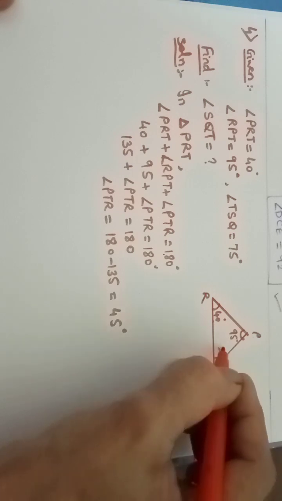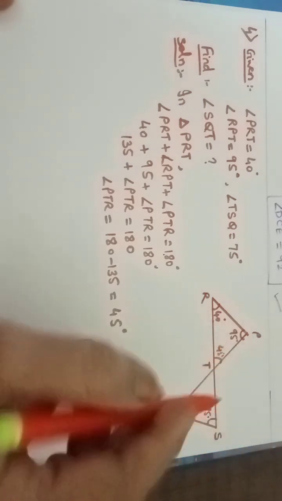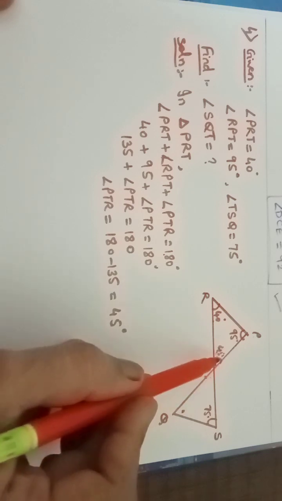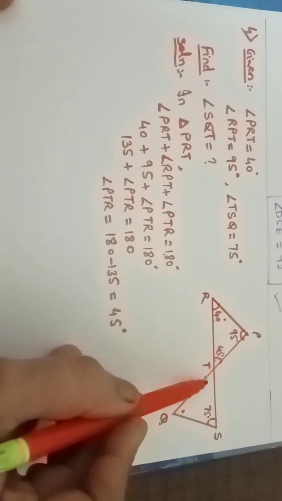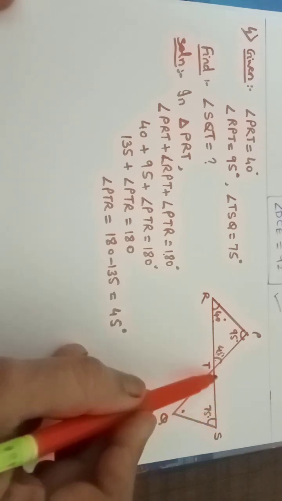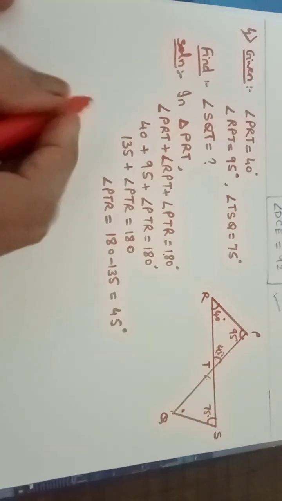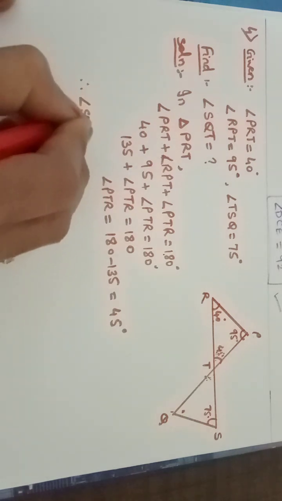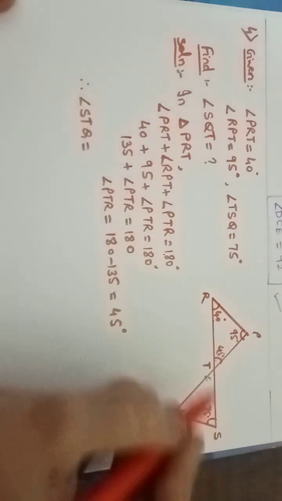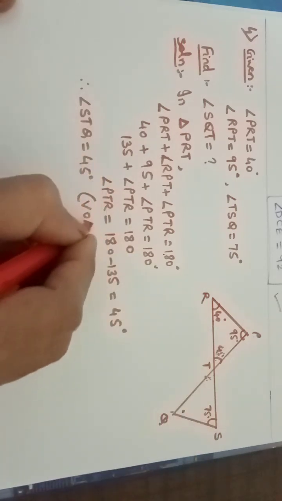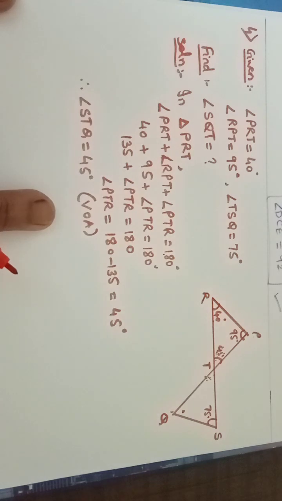Now when we are getting this as 45, what is the relation between this and this? You can easily see that these are vertically opposite angles. By using that property, we can get the measurement of angle STQ. So therefore angle STQ is also 45 degrees and the reason is vertically opposite angles.